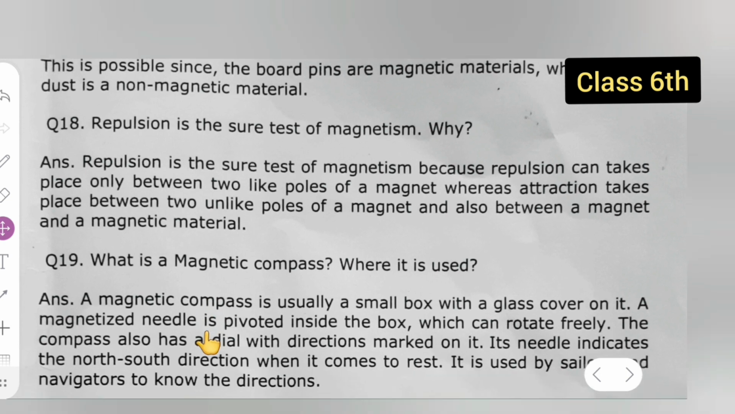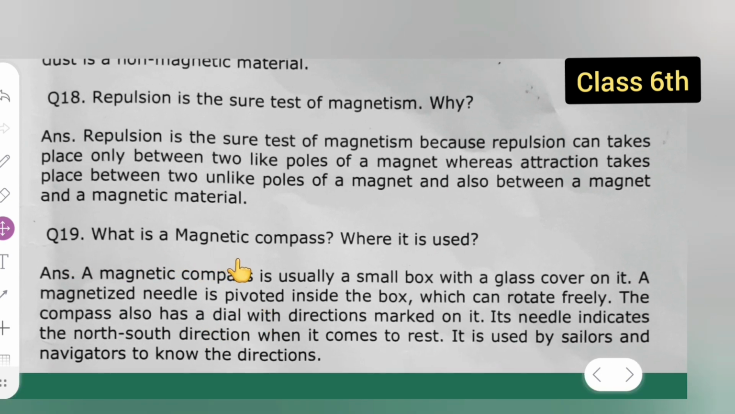Okay, next question is, what is a magnetic compass? Where is it used? A magnetic compass is usually a small box with a glass cover on it. A magnetized needle is pivoted inside the box, which can rotate freely. The compass also has a dial with directions marked on it. If the needle indicates the north-south direction when it comes to rest, it is used by sailors and navigators to know the direction.